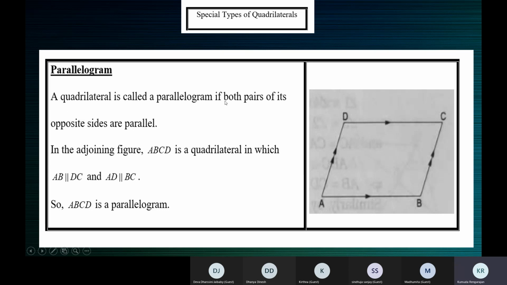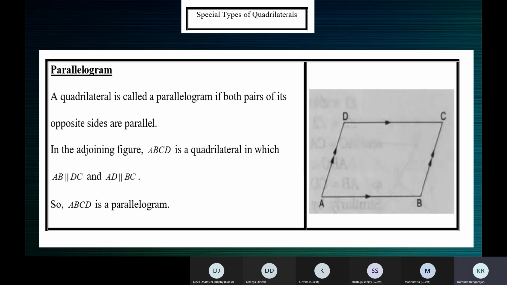A quadrilateral is called a parallelogram if both pairs of its opposite sides are parallel. This is sufficient. In a quadrilateral, if both pairs of opposite sides are parallel, it is a parallelogram. Then what about the other properties? You will find all the other properties in it.